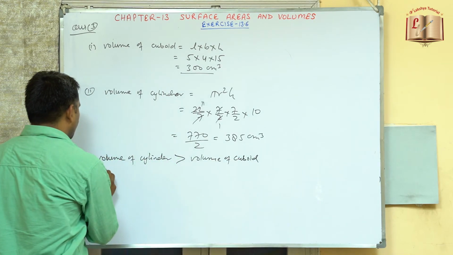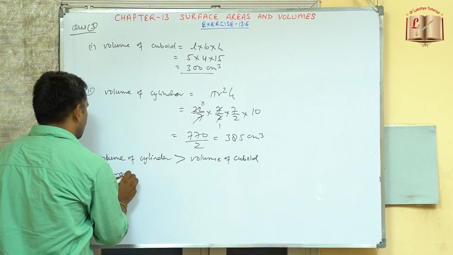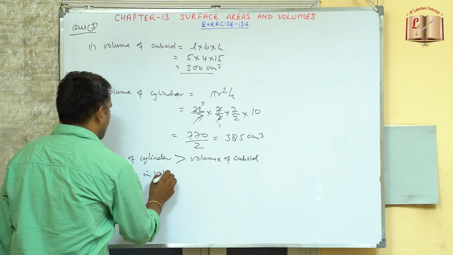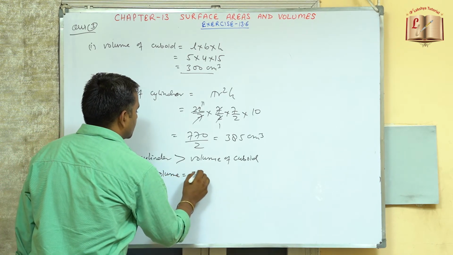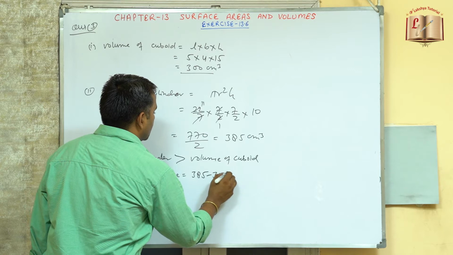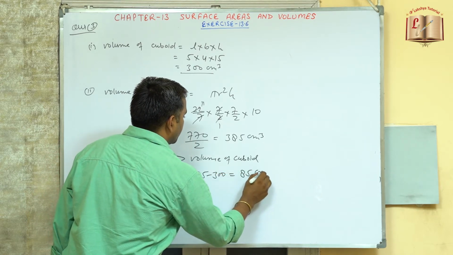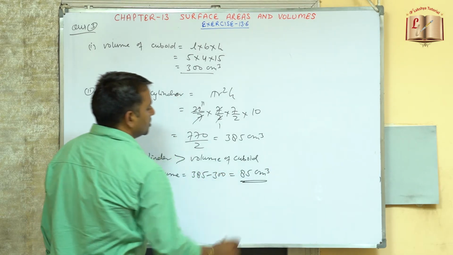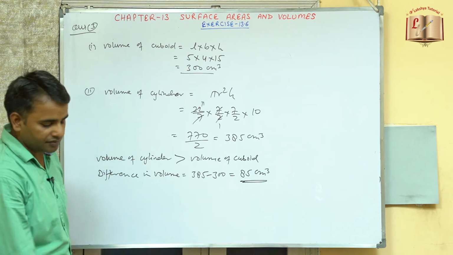By how much? So we need to find out the difference in volume. So this will be equals to 385 minus 300. So this will be 85 centimeter cube. So we got the difference of the volume also.